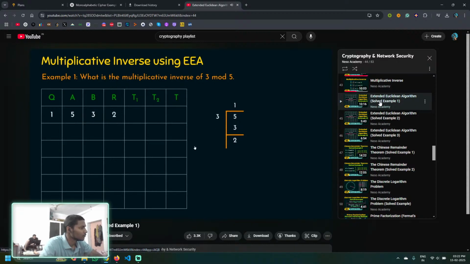Now, as already mentioned, for the first row, the values of T1 and T2 are set. So T1 is equal to 0 and T2 is equal to 1. So I'm just filling T1 is equal to 0 and T2 is equal to 1. And we know how to compute T, right? This is the formula. So T is equal to T1, which is 0, minus T2, which is 1, into 1.